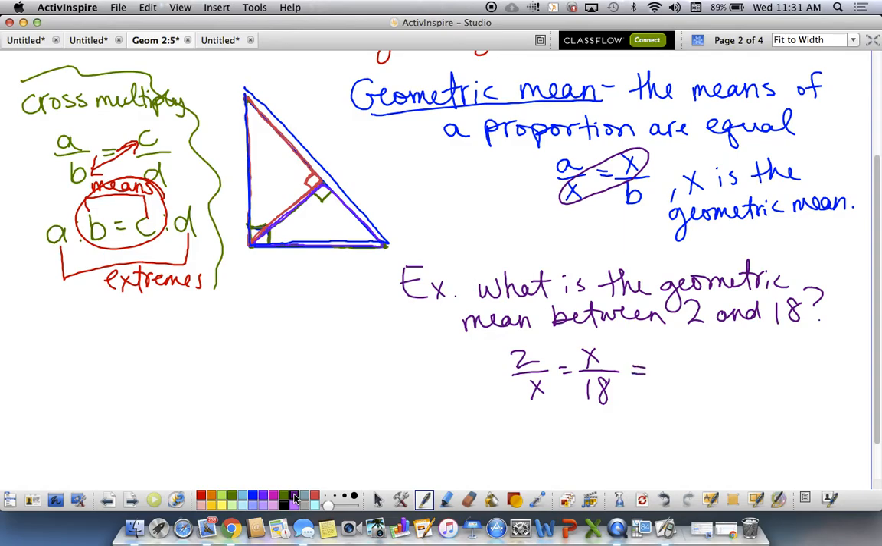So when we cross multiply, what do you get? 2 times 18? 36 equals, what's x times x? X squared. So 36 equals x squared. What in the world is x? 6. Now, geometric mean will be positive, so we don't need to think about the negatives, because it will be a length of something. So what's the geometric mean between 2 and 18? Your answer is 6. Because 6 times 6 is the same thing as 2 times 18.